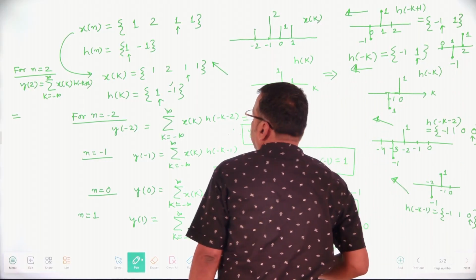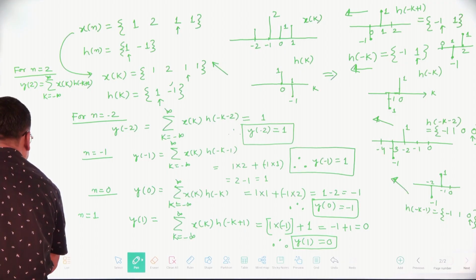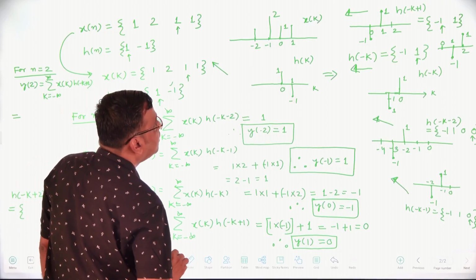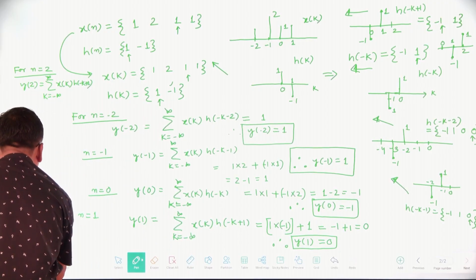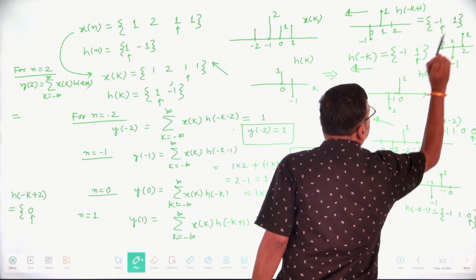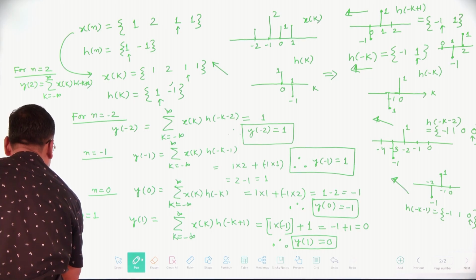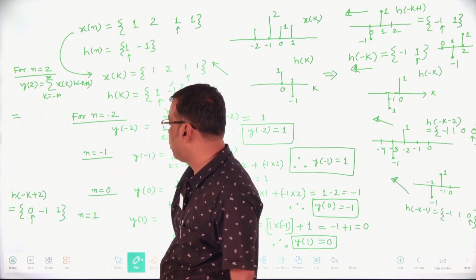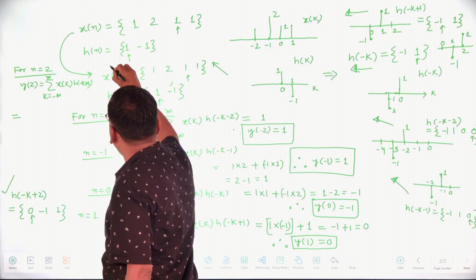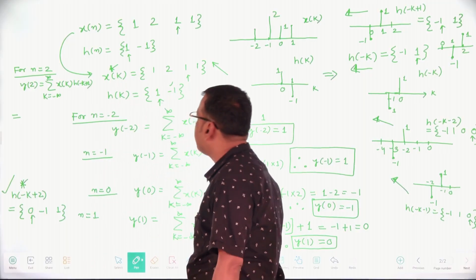So h of minus k plus 2 equal to, that is your what? 0. Then at n equal to 0, no samples exist here. At 1, that is minus 1, and this is 1. This is your h of minus k plus 2. You have to multiply x of k into h of minus k plus 2.